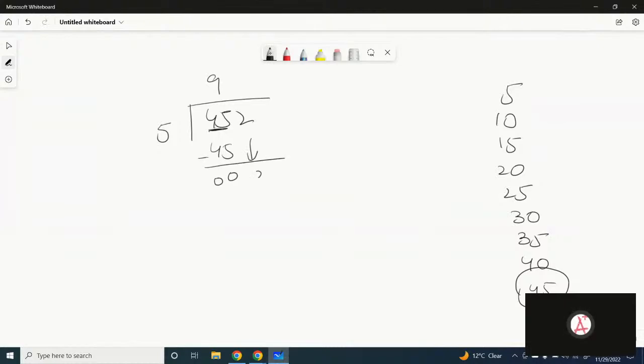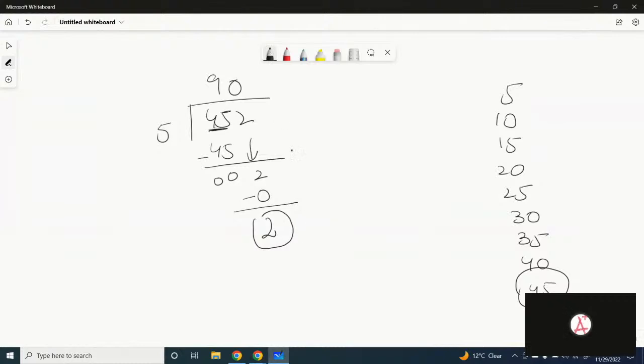Now bring the next digit down. 2 is smaller than 5. We cannot divide a smaller number by the greater one. Got it? So 5 times 0 is 0, because you cannot divide it by the 2. So 2 subtract 0 is 2. You have to write 0 in the answer.